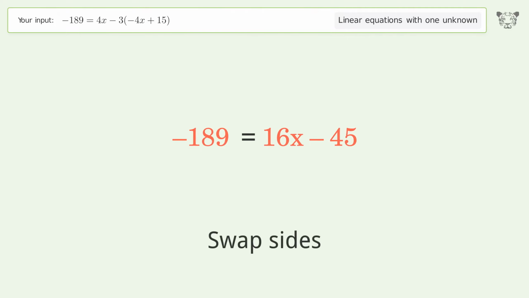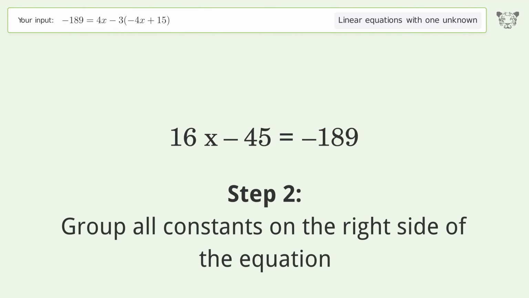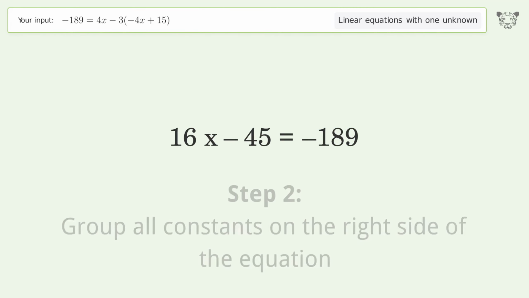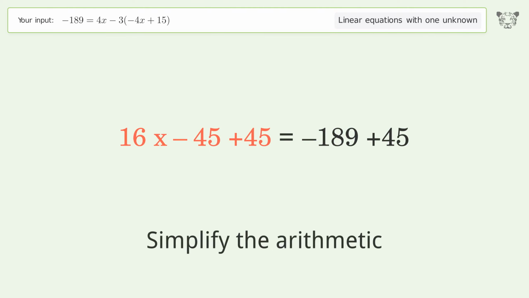Swap sides. Group all constants on the right side of the equation. Add 45 to both sides. Simplify the arithmetic.